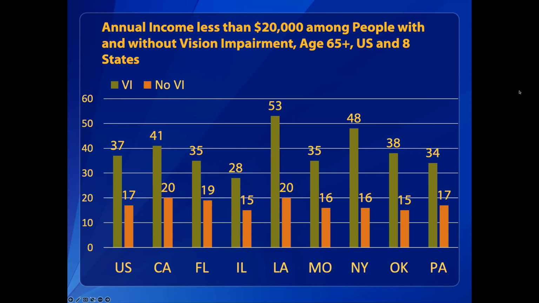So in Louisiana, a poor state we know, 20% of older people without vision impairment report incomes of less than $20,000, but 53% of older people with vision impairment in Louisiana report incomes of less than $20,000. I mean, you can't do anything if that's your income. But look at New York. New York is a wealthy state, and it's a high cost of living state for much of it. And 48% of people in New York with vision impairment report incomes of less than $20,000.